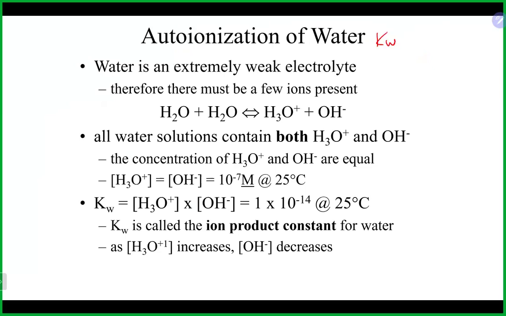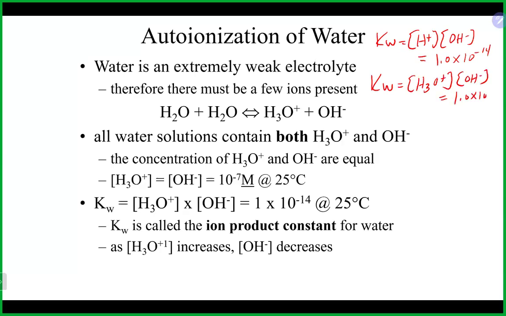So Kw equals the concentration of H plus times the concentration of OH minus, and that equals 1 times 10 to the minus 14. This is one of those formulas where you can use H3O plus as well instead. H3O plus times OH minus equals 1 times 10 to the minus 14. That 1 times 10 to the minus 14 is a constant.